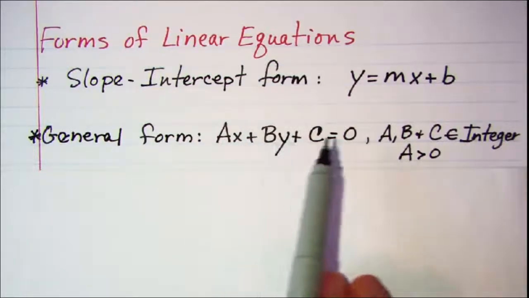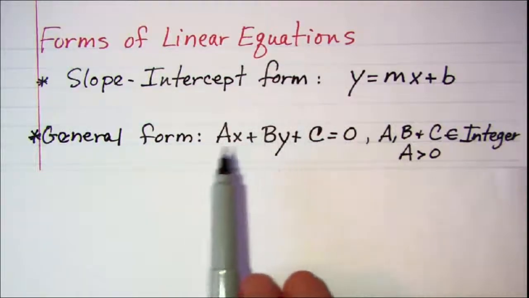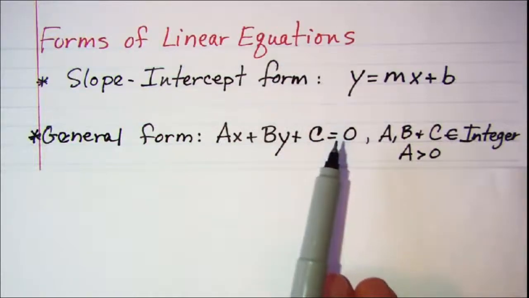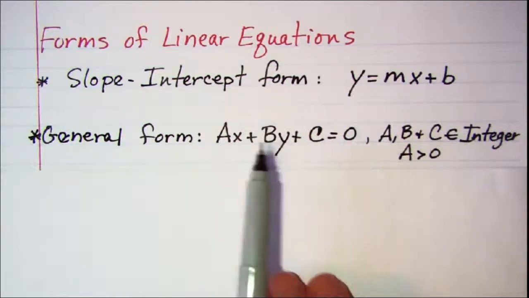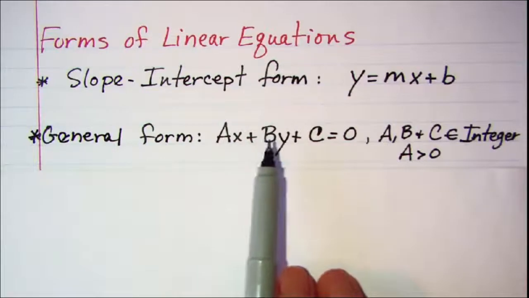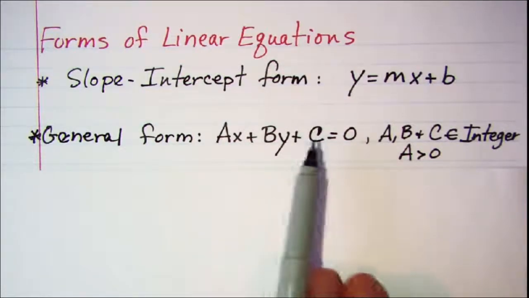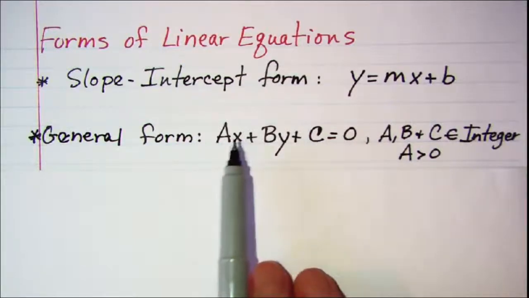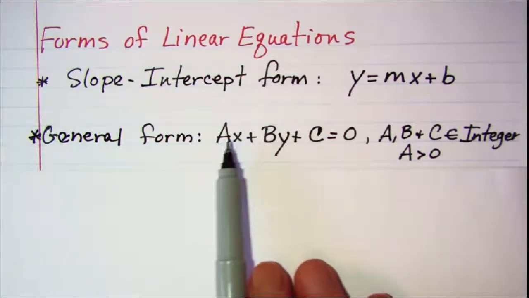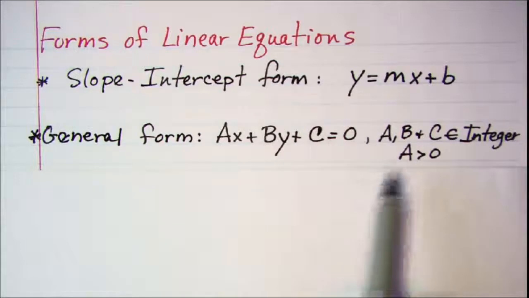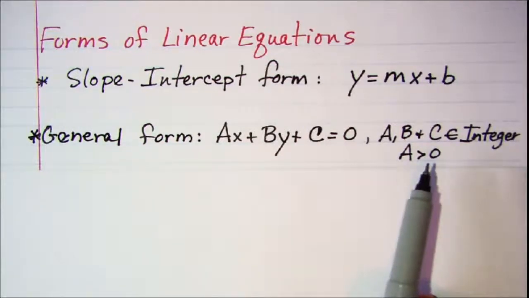In that form, all of the terms are on the left side of the equation, and it's set equal to 0. The coefficients of x, y, and the constant are all integers, so no fractions allowed, and the lead coefficient, which is the coefficient of x, has to be a positive number.